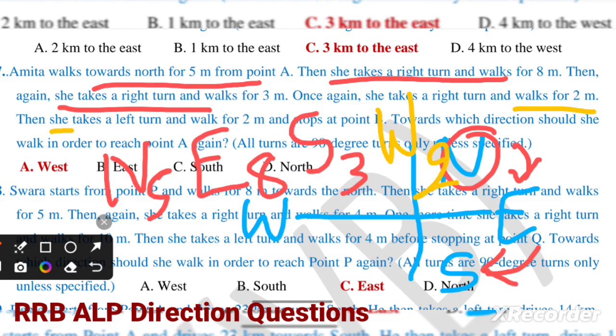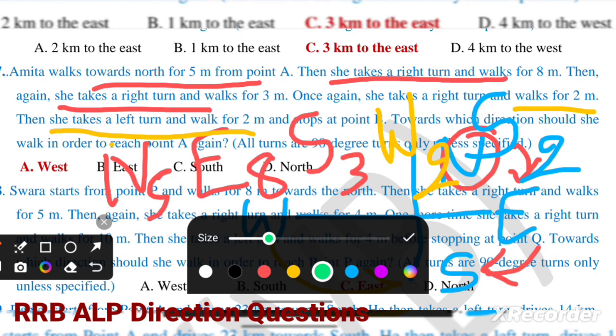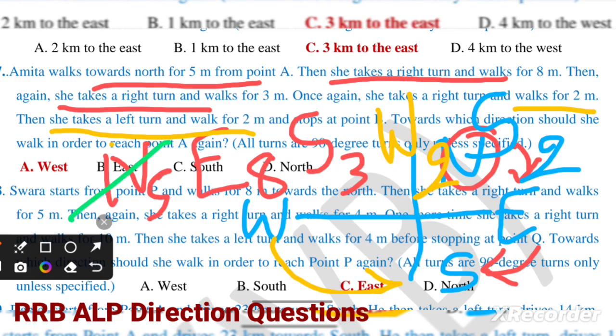Okay. So she takes a left turn. So till now we have seen right, so again it is a left turn. So for west, left turn means anti-clockwise, that is south. Okay. So that is south. How much is it? Yes, 2. So if you observe south and north, what will you get? N5, S3, S2. It will get cancelled.